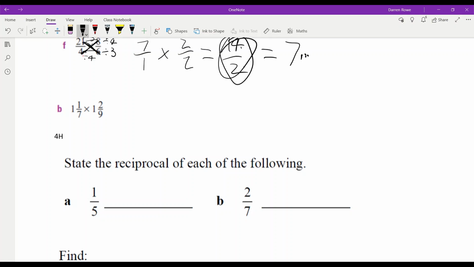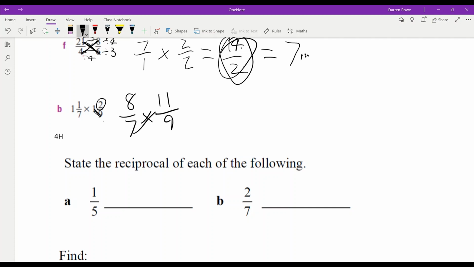Now with this, 1 and 1/7 times 1 and 2/9, you can't do what you do with subtraction and addition and just do the wholes first. You have to turn them into improper fractions. Now we do that again. The 1 times 7 is 7. So you add that to the 1, and that equals 8 over 7. And 1 times 9 is 9, plus the 2 is 11 over 9, and then you times.